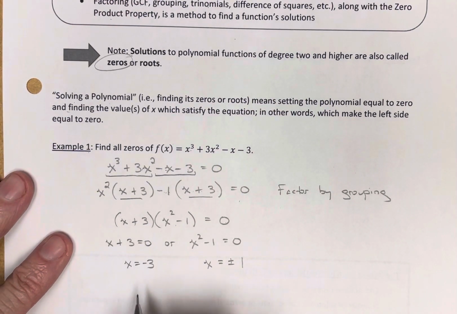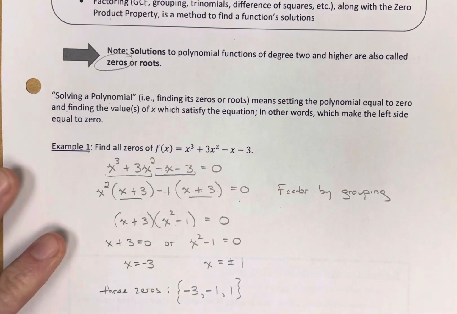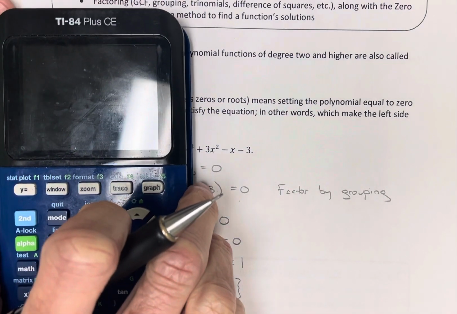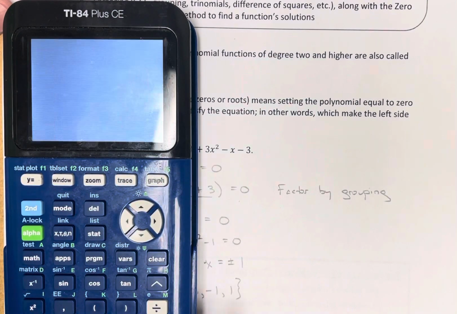So I have 3 zeros, and I wanted to find the zeros. I have 3 zeros, and they are, and I'll put them in brackets, why not? I'll put them also in order from least to greatest: -3, -1, and 1. Let's take a look. Those zeros are x-intercepts, as we know.